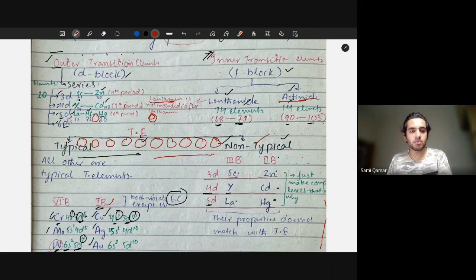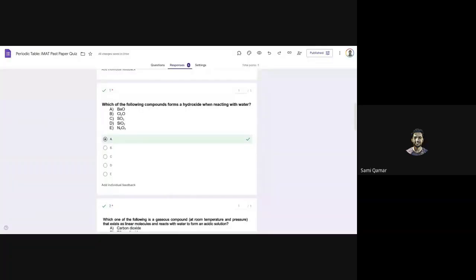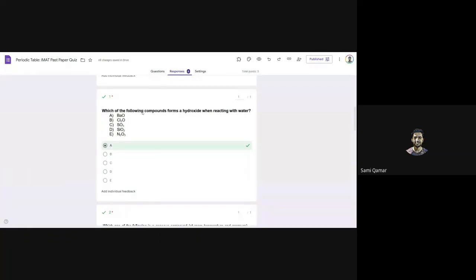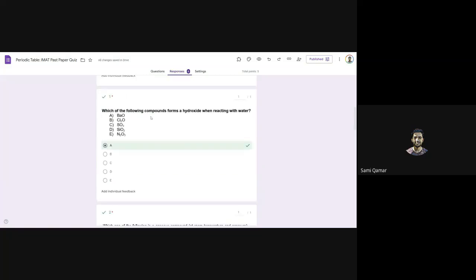So let's go over the past paper questions. We have this past paper question here. Let me share my screen. We will be really quick. Those which are part of our syllabus, we will study and cover them. So the first question is: which of the following compounds form a hydroxide? See, this is a good screen I've shared.